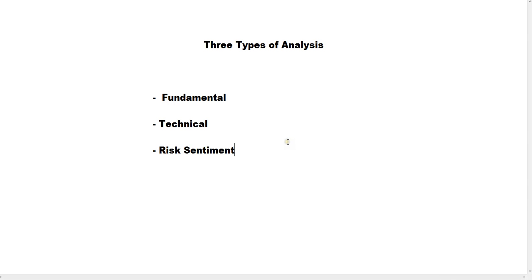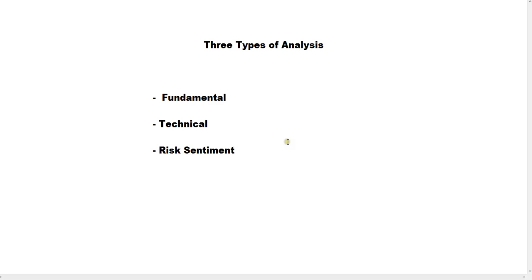Today first I want to talk about the three types of analysis, just because I think it's important to realize there's more than one way to analyze the market and become a profitable trader. Some traders are pure technicals, some traders are pure fundamentalists. Some people just think that risk sentiment explains it all. It just depends who you are and what you're good at and your psychology and your opinions, right?